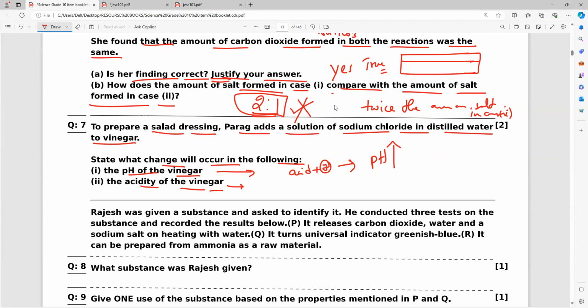Next, what about the acidity of the vinegar? If the pH increases, the acidic nature, the acidity of the acid, will decrease. So decrease, remember. See, for bases, by decreasing pH, basic nature decreases. But for acids it is the opposite. By decreasing pH, acidic nature increases. By increasing pH, acidic nature will decrease. So please don't get confused with that. Please be very careful and do it.